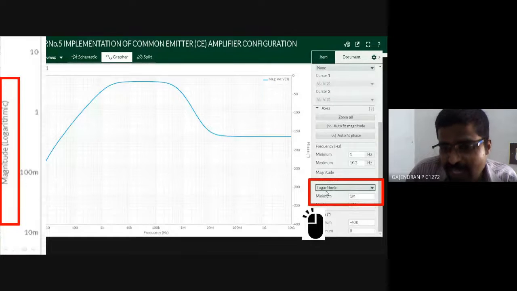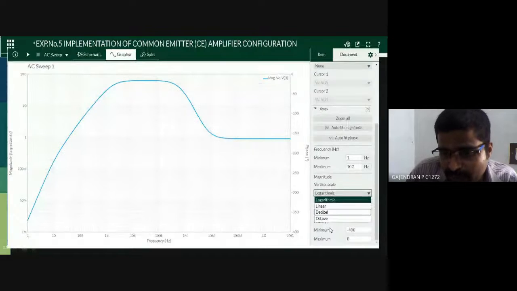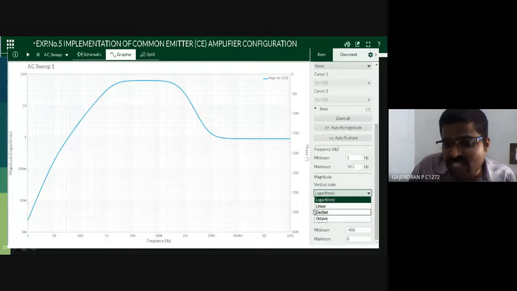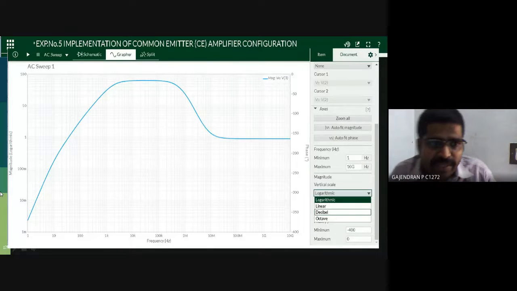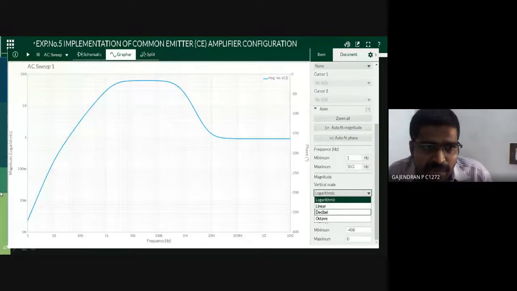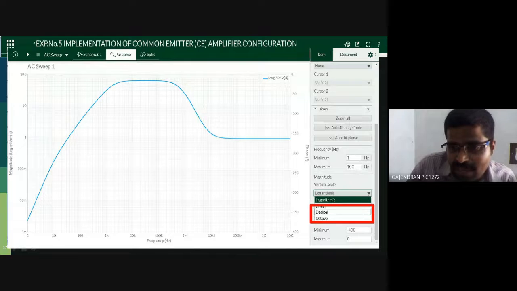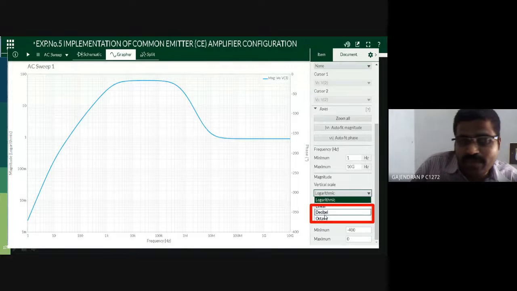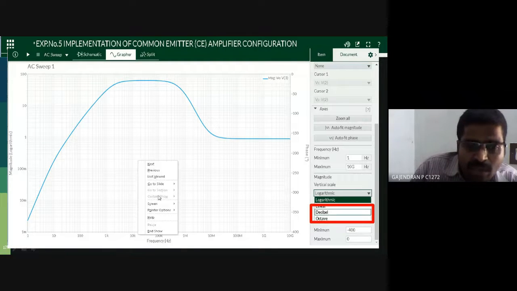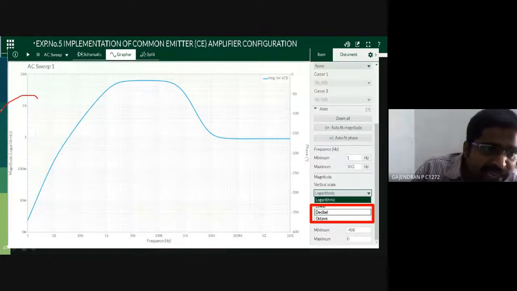Click this. You will get the drop down menu. In that you will find decibel. Please check. Are you getting the decibel menu? See, now it is in the logarithmic scale.